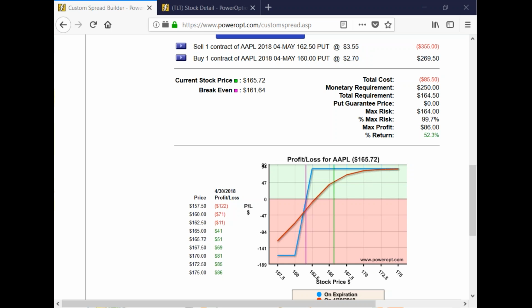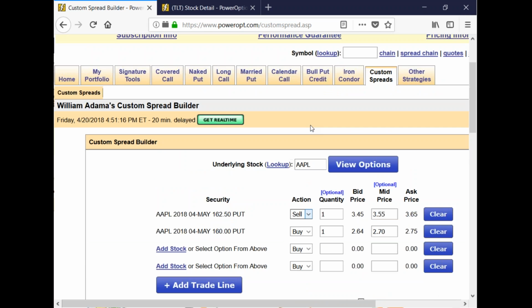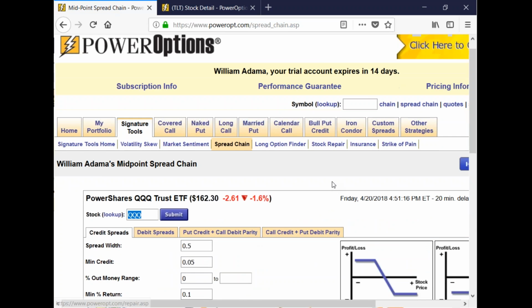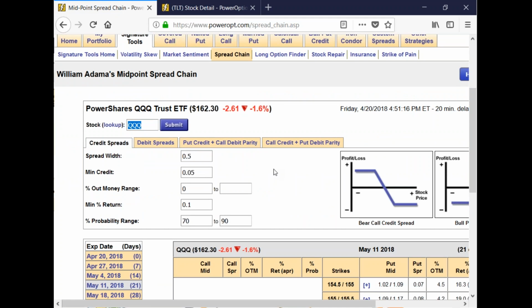All right, so yeah, those are parity trades of those two. The bull put credit spread and the bull call debit spread, remember, they're parity trades of one another. You always want to take a look. And we have that available for you in what we call the spread chain, which I can access from the signature tools or from the bull put credit or bear call. And what you can see here is for any expiration, you can look one stock at a time. But you can see the call debit and put debit parity, call credit and put debit parity trades to see which one has the best bang for the buck.